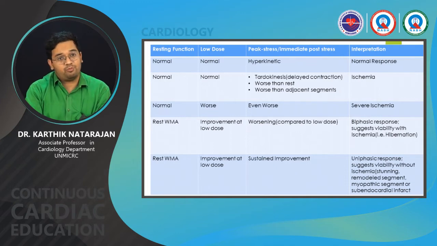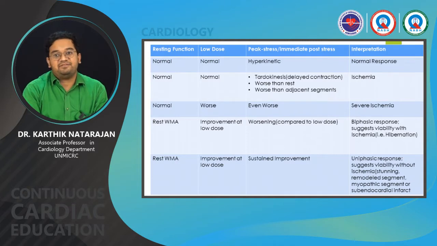If there is resting wall motion abnormality, improvement at low dose and worsening at high doses, it suggests a biphasic response or a hibernating myocardium. So the idea is you need to identify this myocardium, because then revascularization would benefit such patients.